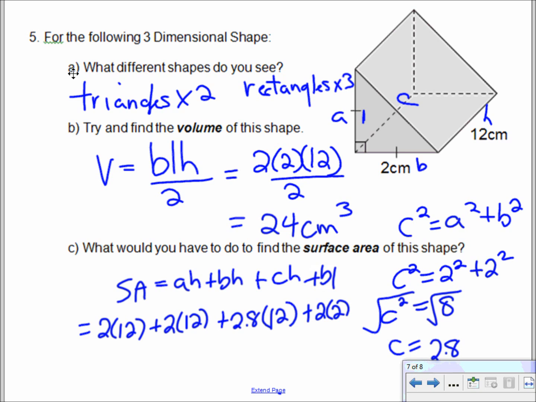Sean, I see you're doing it right. What did you say you got? 85.6. Yeah, that's right. Centimeters, right? Squared, because we're doing surface area. Oh, centimeters squared. Okay. Does that feel good?